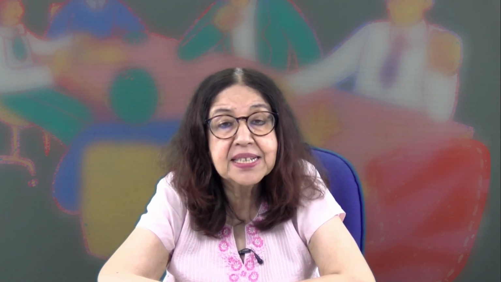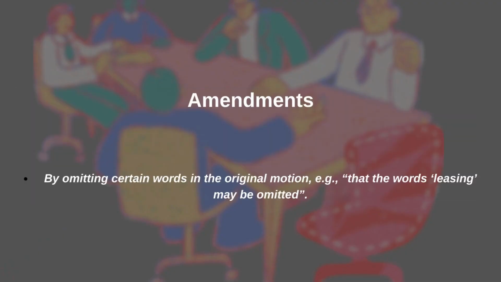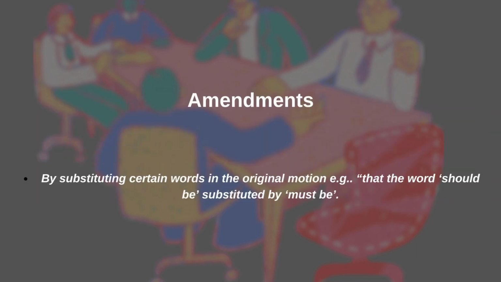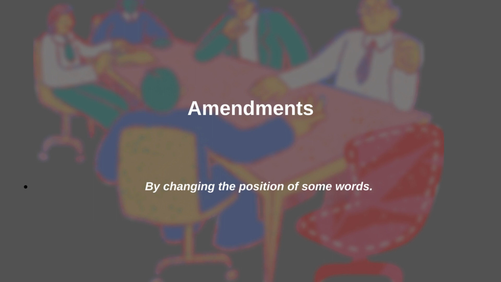So you can add certain words to the original motion, for example, that the words "exclusive of all allowance" must be added after the words ₹500,000. By omitting certain words in the original motion, that is, words like "leasing" may be omitted. By substituting certain words in the original motion, the words should be substituted by "must be". By inserting certain words in the original motion, that the words "University of Delhi" should be inserted after the name of the college. And by other grammatical changes, or changing the position of some words, or even if you have something to add to the motion.